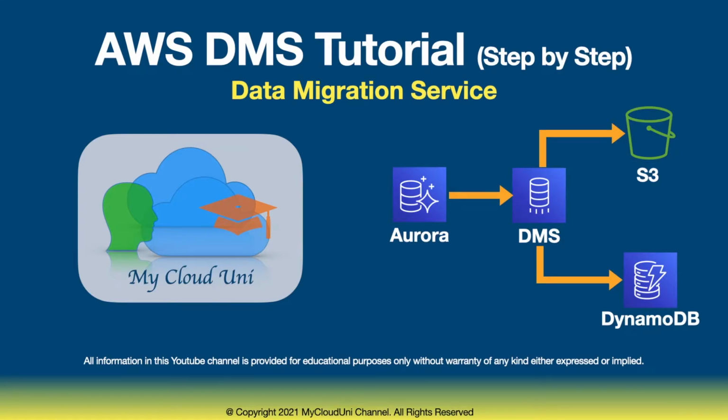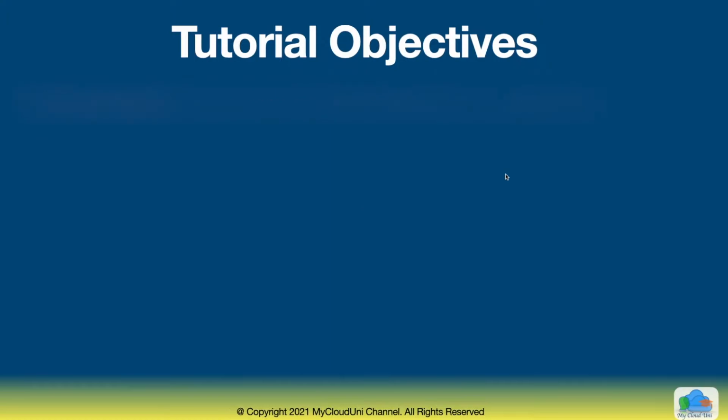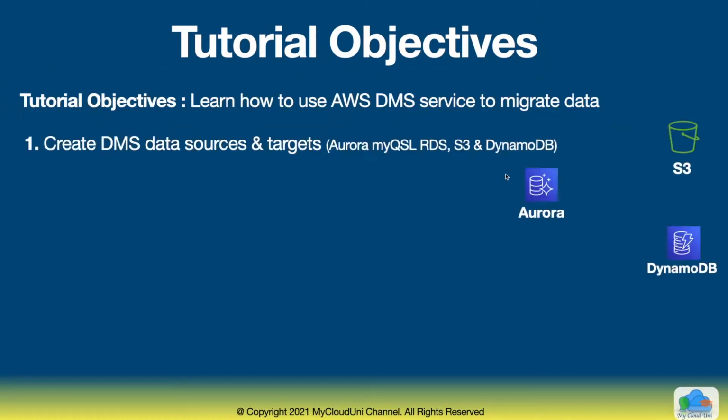Hello everyone, welcome to another session on AWS DMS, the data migration service. This is a tutorial session, and in this session we will go step by step in terms of how we can use the AWS data migration service or DMS to migrate data from a MySQL Aurora database to a couple of target locations, S3 and DynamoDB, and we will see this step by step in terms of how we can actually migrate this. So what are the objectives of this tutorial?